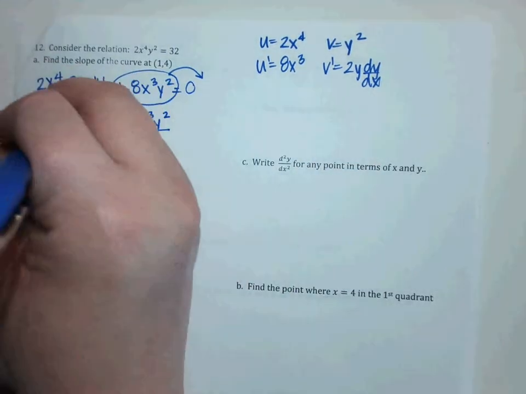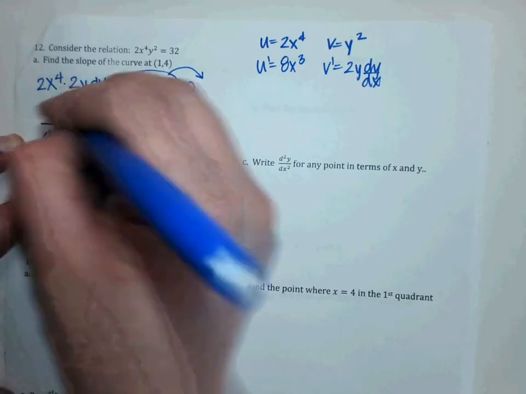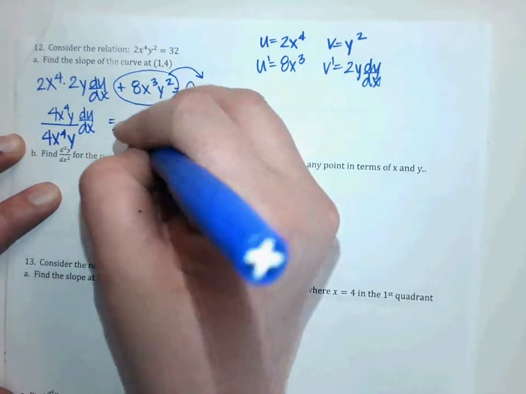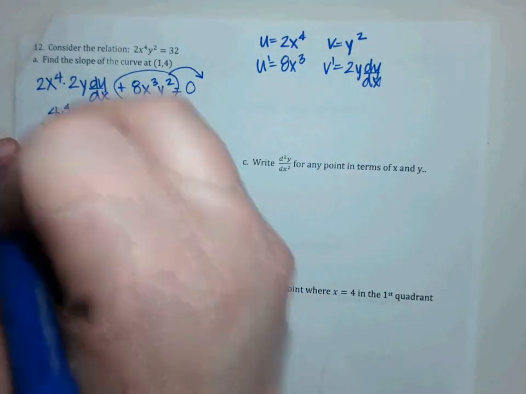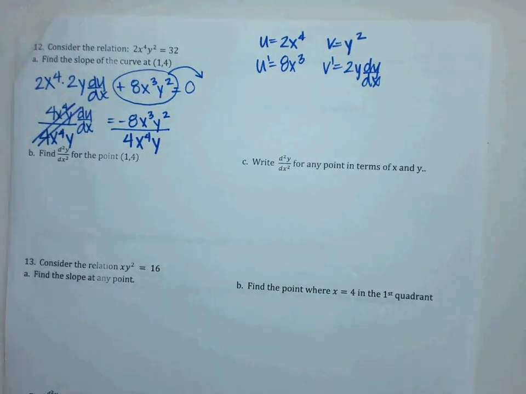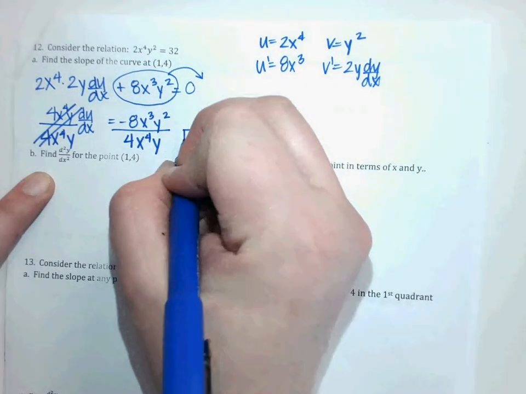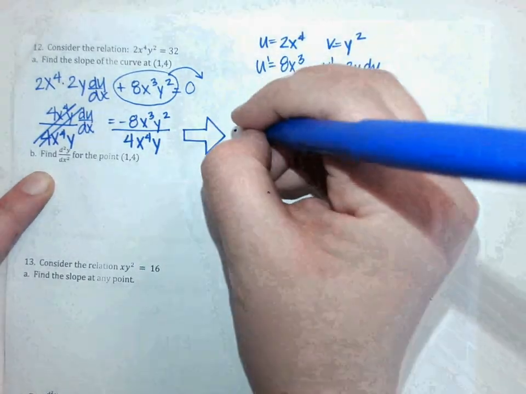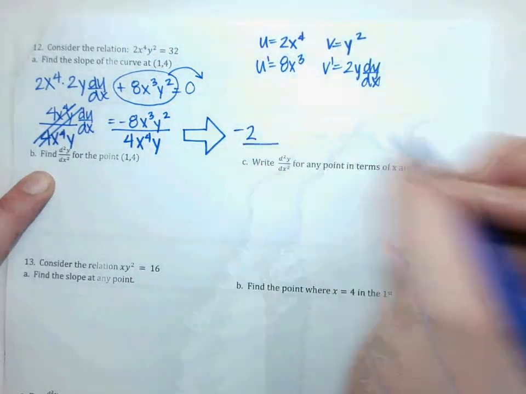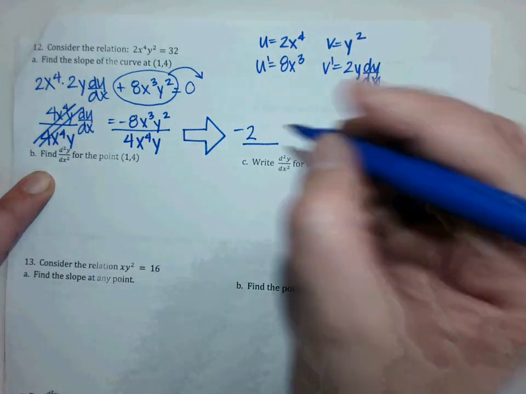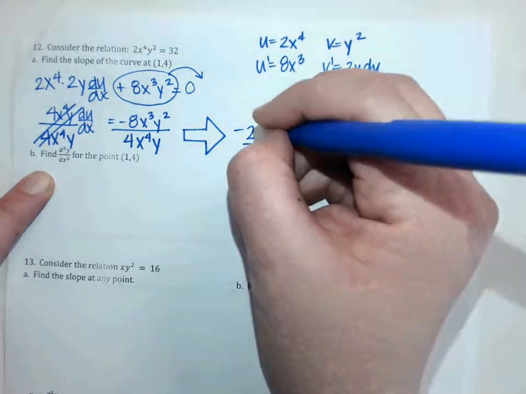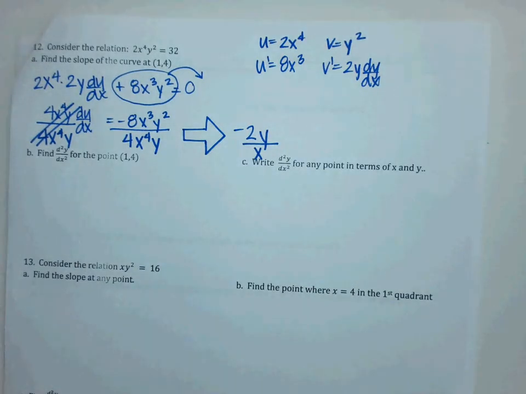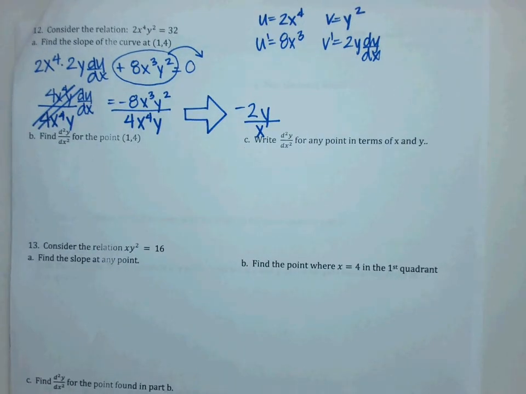So I'll have a 4x^4 y on the bottom. And we can cancel y. Okay, I can cancel y's, I can cancel x's, and I can divide those numbers, so you should do all of that. Okay, so let's reduce. Negative 8 divided by 4 is negative 2. Where does my x stay? Bottom. Okay, where does my y stay? Top. Okay, very good.